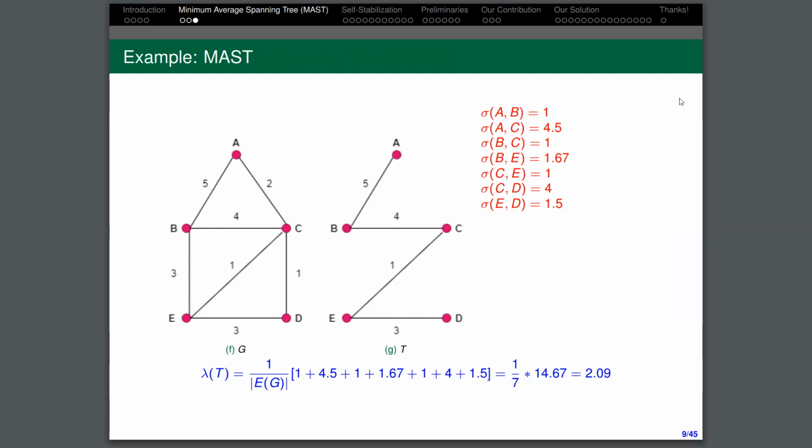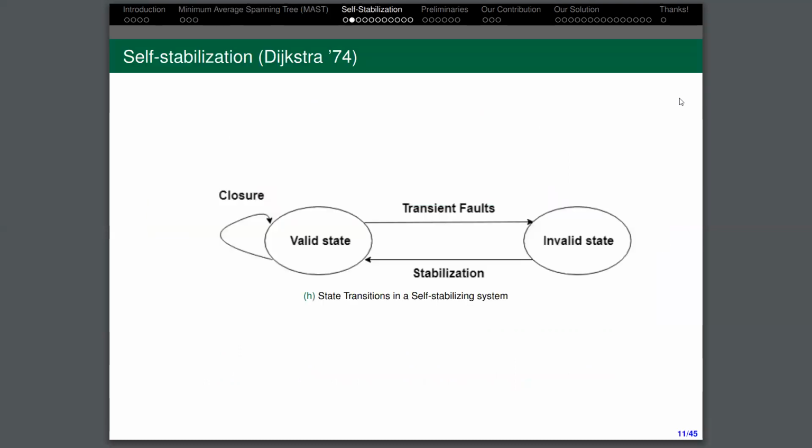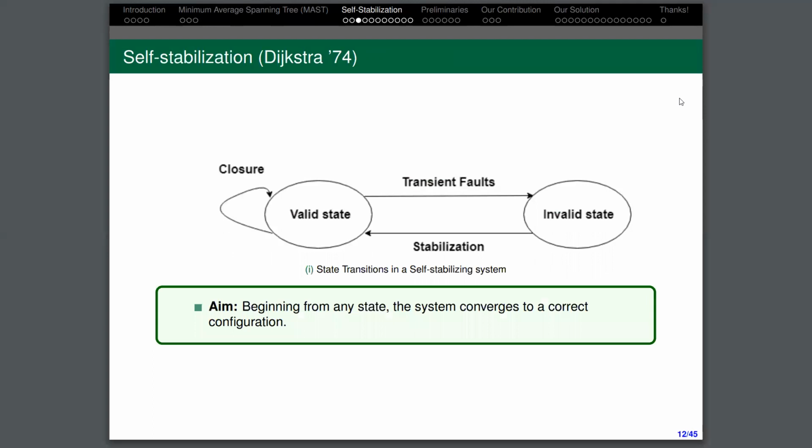Okay, so now let us look into a gentle introduction to self-stabilization. Self-stabilization is a non-masking fault tolerance technique introduced by Dijkstra in 1974. The main aim of this technique is to make the system perform correctly in the presence of transient faults in the network. Regardless of the current state we are in, we somehow want to ensure that the system maintains a valid configuration after the faults have subsided. So this is the main aim.